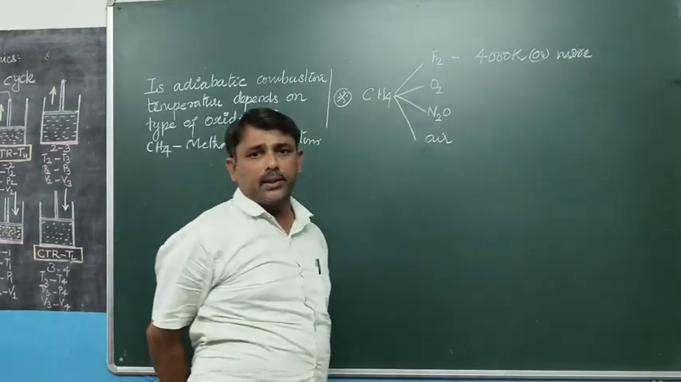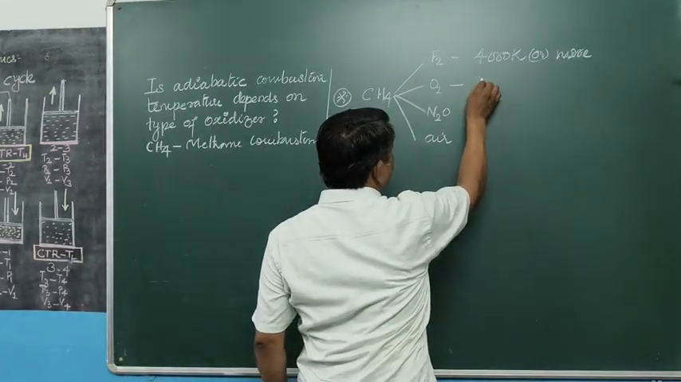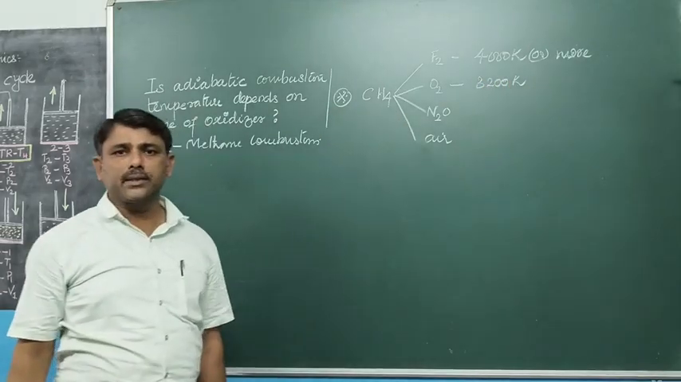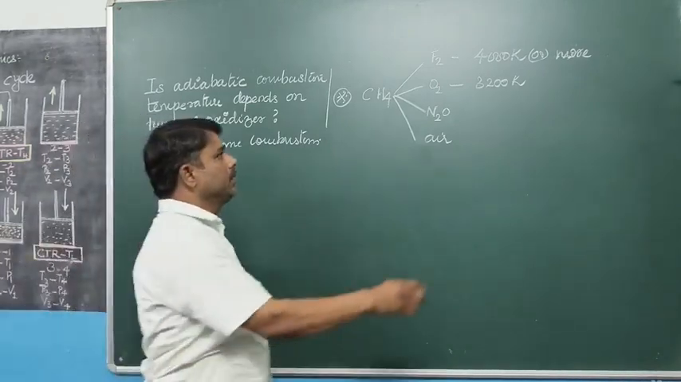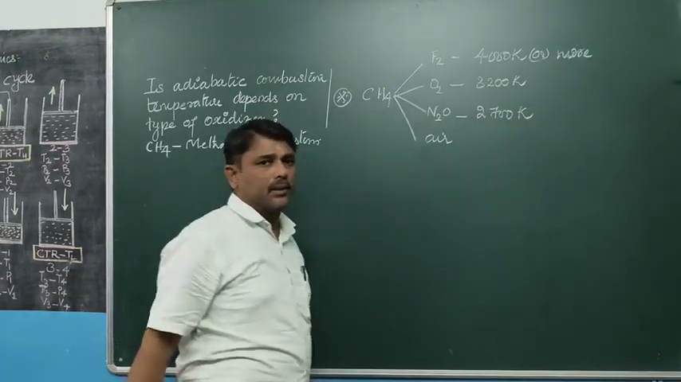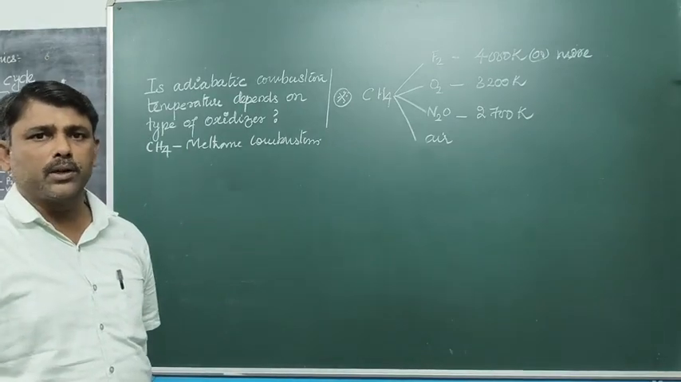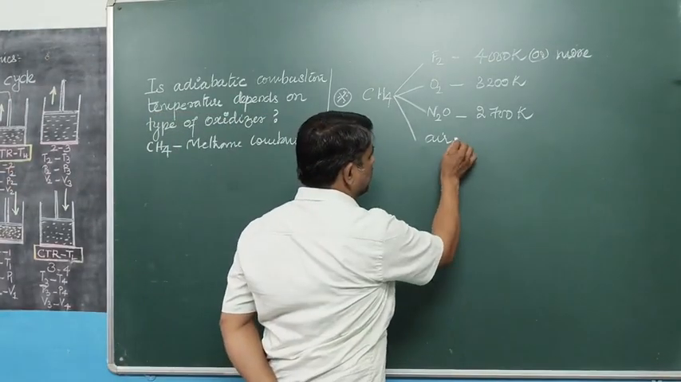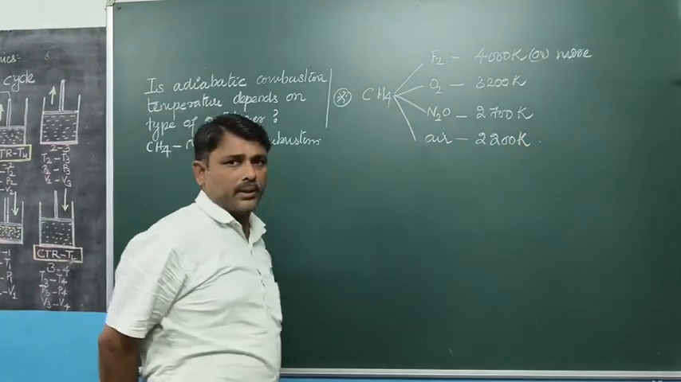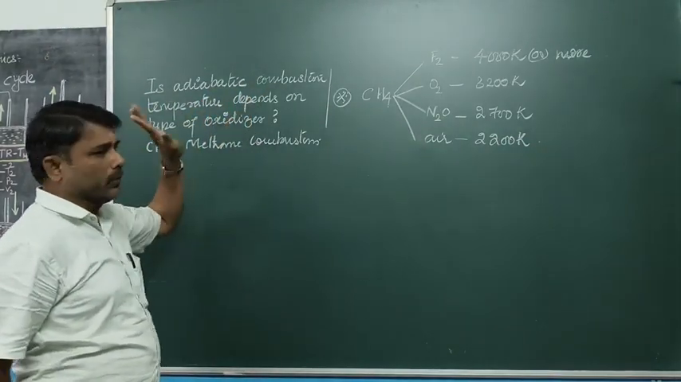While using oxygen as an oxidizer for combustion of methane, it is near about 3200 degree Kelvin. While using nitrous oxide as the oxidizer for the combustion of methane, it is 2700 degree Kelvin as the final temperature. If you are using air, available in abundant quantity in the atmosphere, as an oxidizer, it gives 2200 degree Kelvin. The answer for this question is yes. Adiabatic combustion temperature depends on the type of fuel or oxidizer.